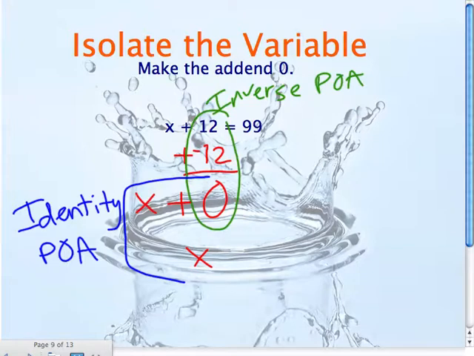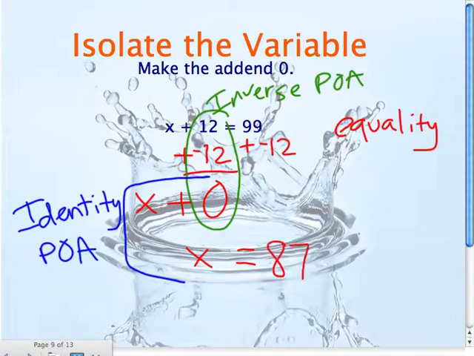So I've isolated my x. Now all I have to do is do the equality property over here. So here's equality, evening it out and figuring out what that equals. 99 plus negative 12. Well, the 99 is bigger. How much is it bigger by? It's bigger by 87. So my answer is 87. All right, so let's try another one.